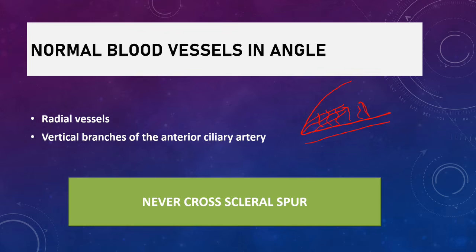However, the normal blood vessels will never ever cross the scleral spur and go like this. So normal blood vessels will never cross the scleral spur. If you see any blood vessels growing in tufts, irregular shape and irregular ways, other than the radial and vertical branches of the anterior ciliary artery, and those vessels are crossing the scleral spur, then you can think in terms of abnormal neovascularization in such cases.